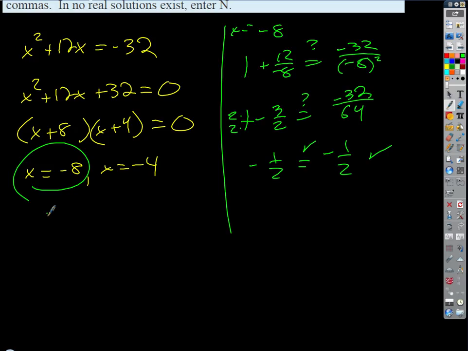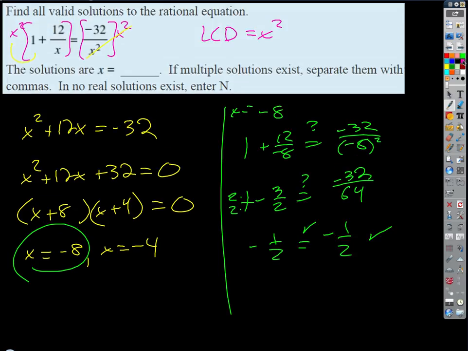If we plugged in the negative 4, what would we get? We would get 1 plus, what's 12 over negative 4? Negative 3, right? So 1 minus 3 is negative 2 on this side. What about over here? I get negative 32 over negative 4 squared, which is positive 16, right? Negative 32 over positive 16 is negative 2, so that one checks also, right? So we should check all those things if you're ever on a high stakes test where you can't retake it, or you can't retake it many times. Okay, so we got it.